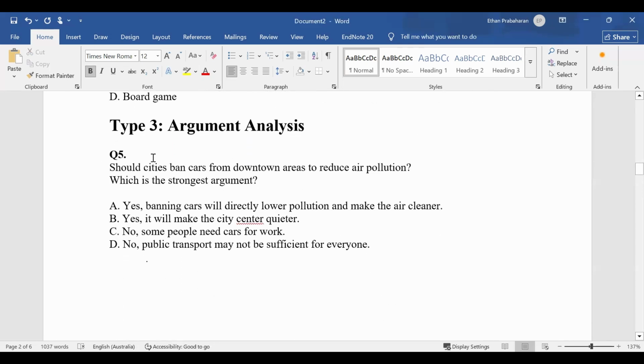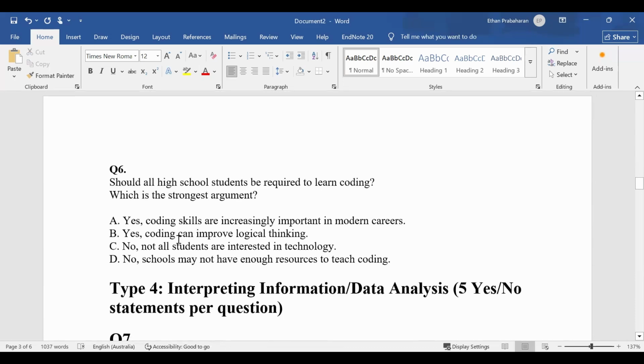Right. Should cities ban cars from downtown areas to reduce air pollution? So that's the goal. Banning cars will directly lower pollution and make the air cleaner. That's pretty good. It'll make the city centre quieter, irrelevant. Some people need cars. Doesn't mention air pollution. Public transport, not mentioned. So you want something that mentions the purpose of the argument and doesn't have these added words. Public transport might seem feasible, but it's not mentioned in the stem.